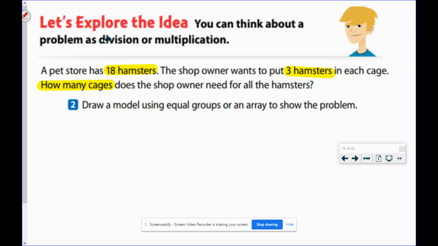If you'll pause the video and see if you can figure this out on a scratch piece of paper or notebook paper, and then come check back with me to see if you got your answer.